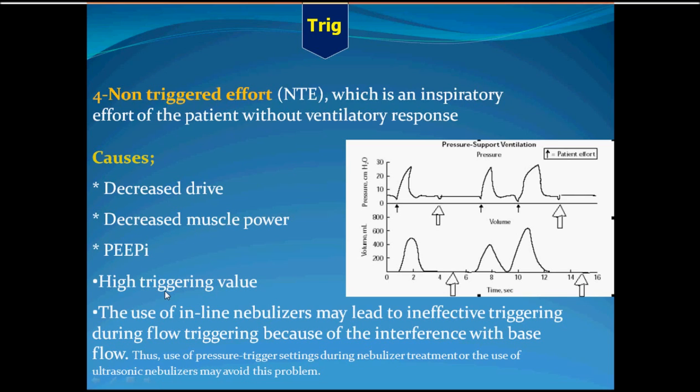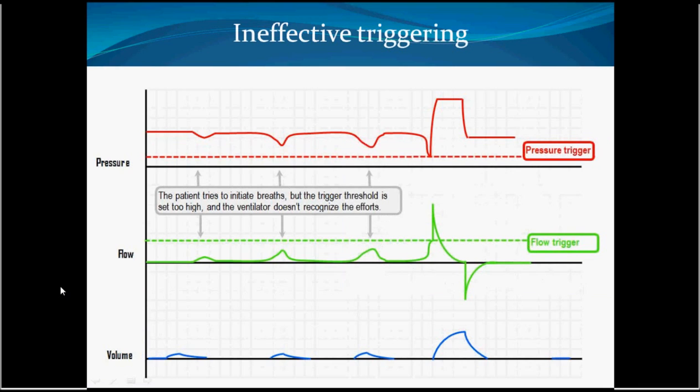Or you yourself set a high triggering value, instead of 3 it is 5, something like that. This will exhaust the patient, and at the same time the patient's effort will not reach this value. The last one is the use of a nebulizer. This will create some sort of flow and disturb the base flow, and in this case you have to change from flow triggering to pressure triggering.